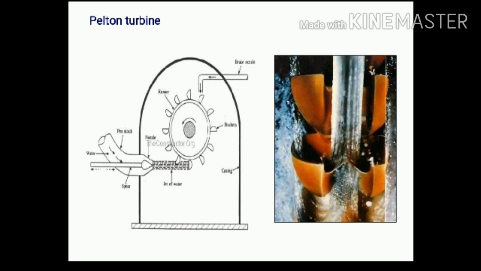Now next important is the braking jet. If you look at the diagram, the braking jet is provided, which is mounted at the back of the bucket. Now what is the use of that? Whenever we have to stop the turbine, we can't just directly reduce the water inlet and stop the turbine. So to do that, the braking jet is used.